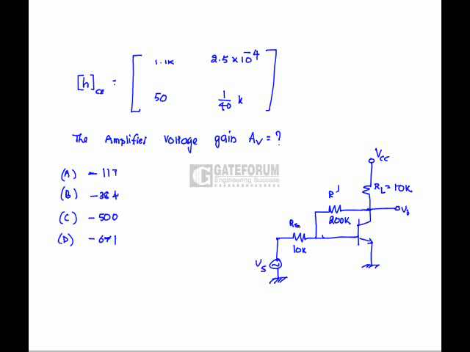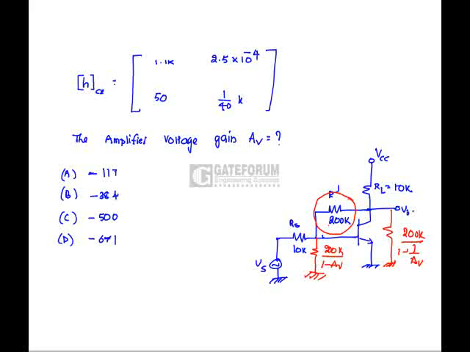The H parameter matrix is given in the question. We have to find out the voltage gain for the given circuit. By using Miller's theorem, we can eliminate the feedback resistance. We can replace it towards the input side in this way. That is, this resistance is replaced on the input side as 200k divided by 1 minus AV, and on the output side as 200k divided by 1 minus 1 by AV.